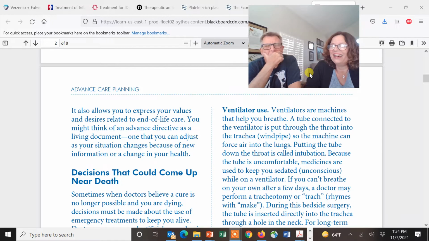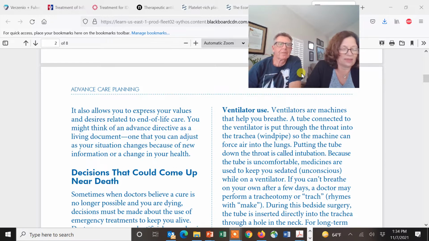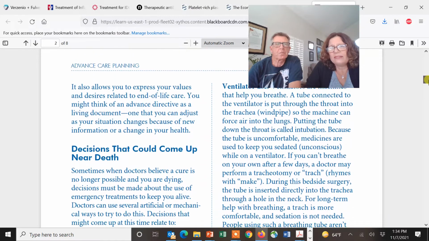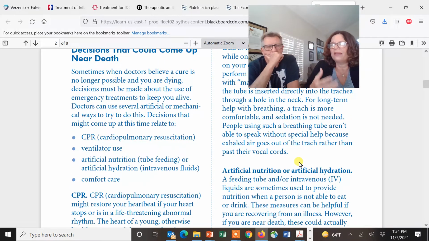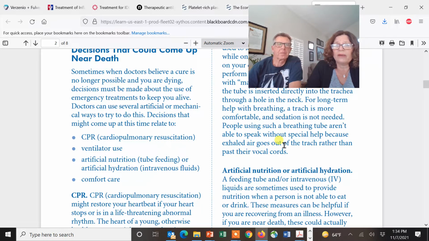So anyway, I trust him. We've had many, many conversations about what I care about, what's important to me, etc. So the things you have to think about and the things you have to decide is, if I am, say, near the end of my life, or if I have a catastrophic accident or a catastrophic illness, do I want CPR if my heart stops? Do I want to be put on a ventilator? Do I want artificial nutrition and hydration, so tube feeding, IV fluids? Do I want comfort care? Most people want comfort care.